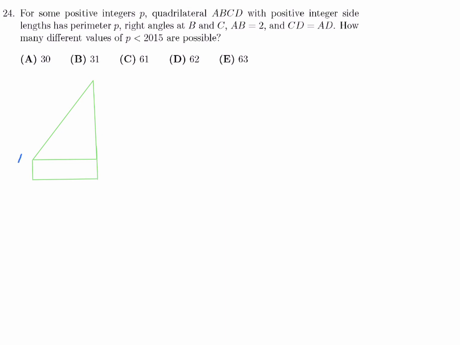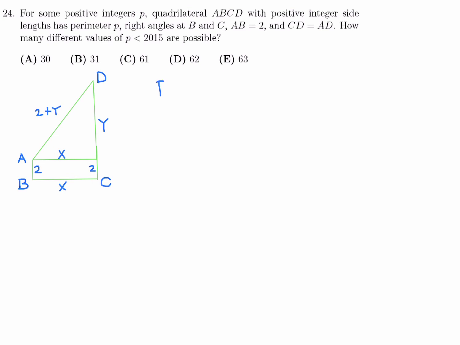So we have A here, we have B, C, and D. Those are my 4 vertices. And let's start labeling this. They tell me this is 2, so this is obviously going to be 2. The other ones I'm not sure, so I'll call it X and Y. And then they tell me that CD is equal to AD. So that means CD is Y, so AD is 2 plus Y.